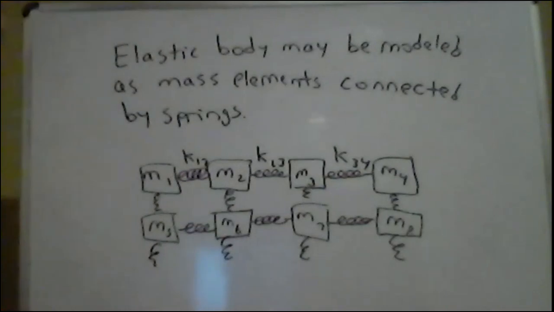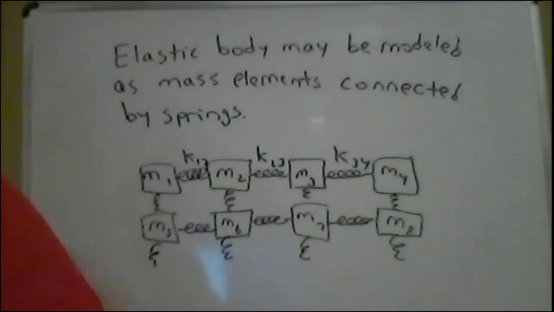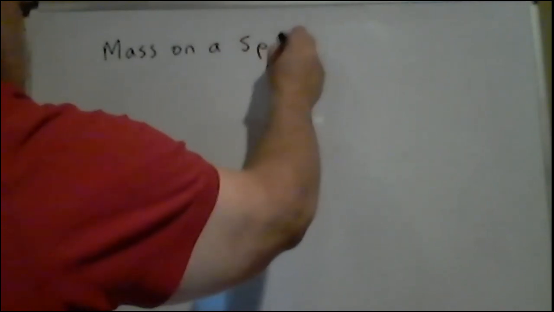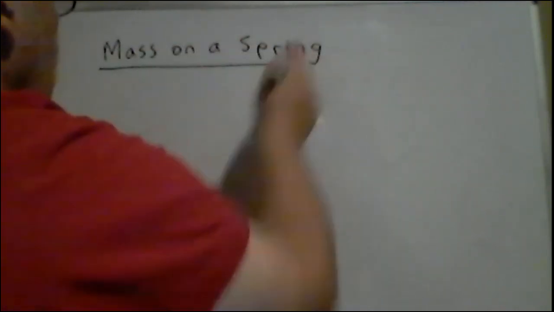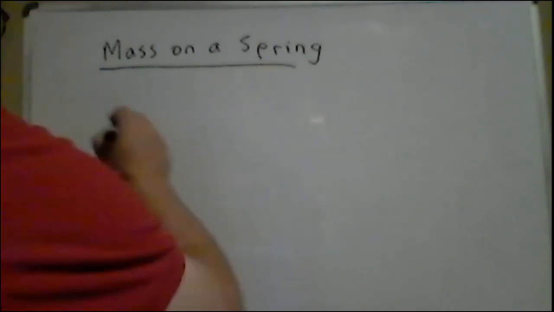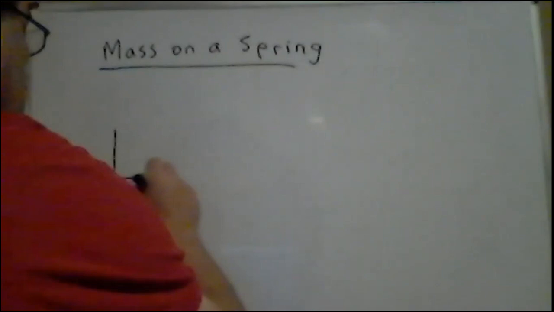Well, if that's what we're after, why don't we start with the simplest possible scenario? How about one mass on one spring? Let's try that. So we're doing mass on a spring. All right, so what's our picture going to look like? Well, we have a wall, and let's say a floor.